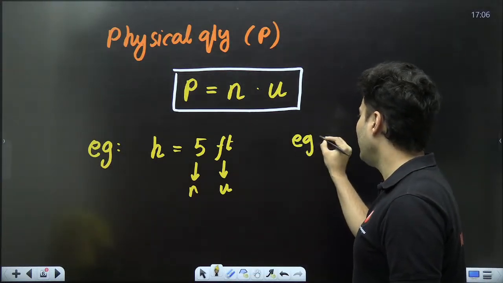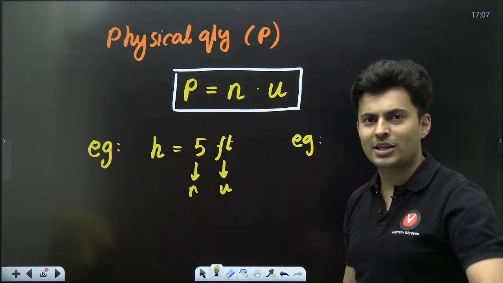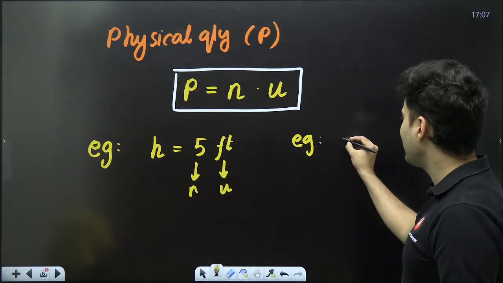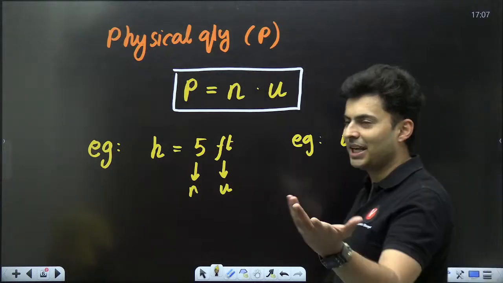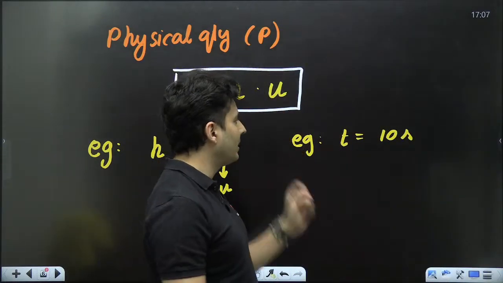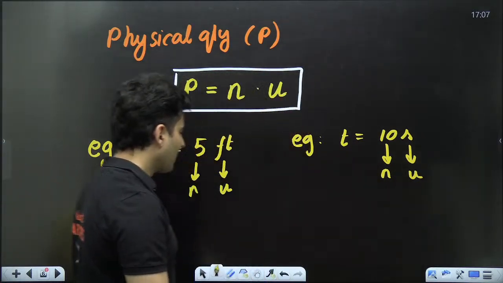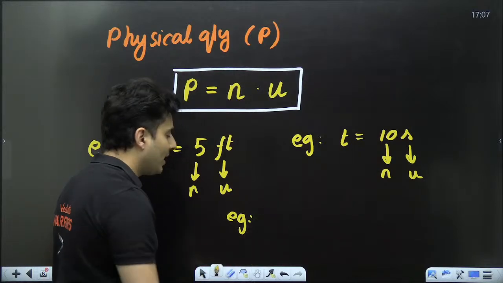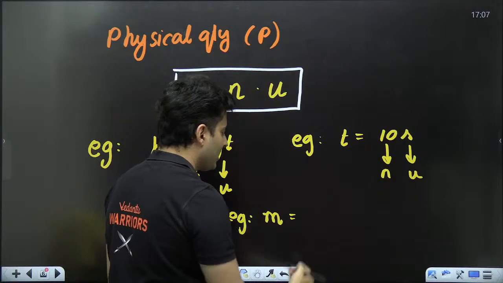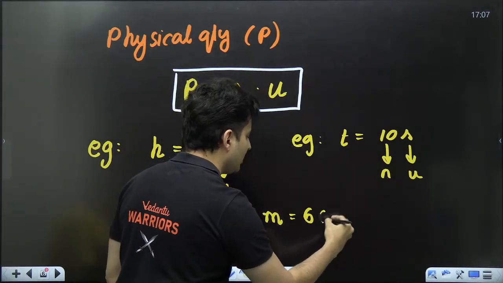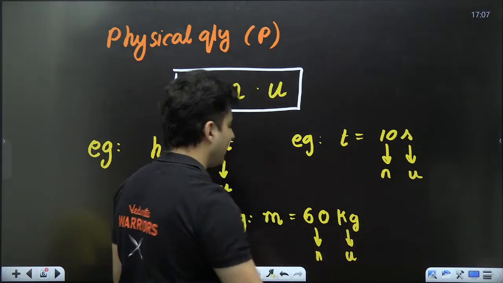Similarly, how fast can you complete this sprint? I can say the time taken is 10 seconds. So 10 is your number, and seconds is your unit. If I ask you how much is your mass, mass is that physical quantity. I can say my mass is 60 kg. So 60 is your n, and kg is your unit.